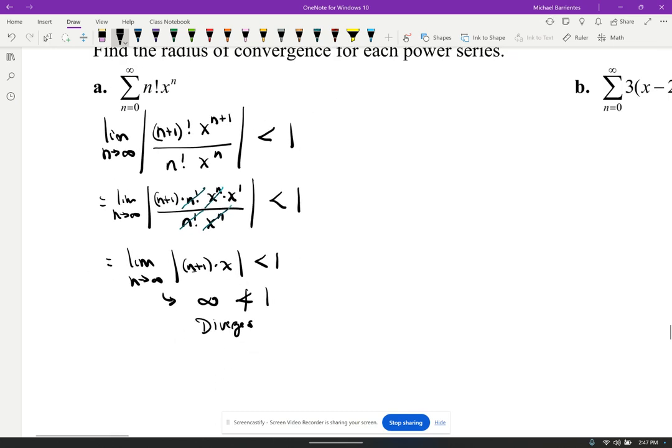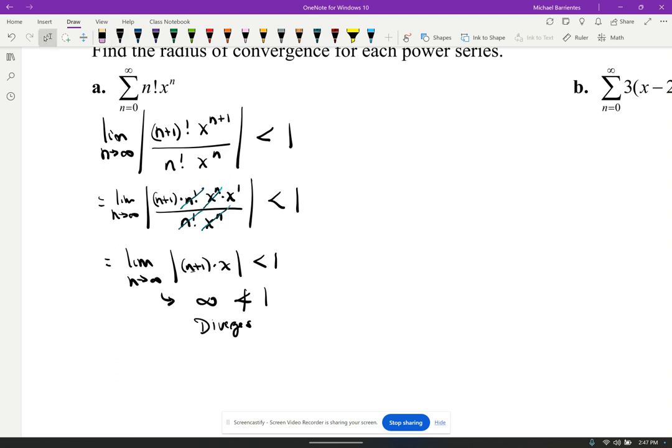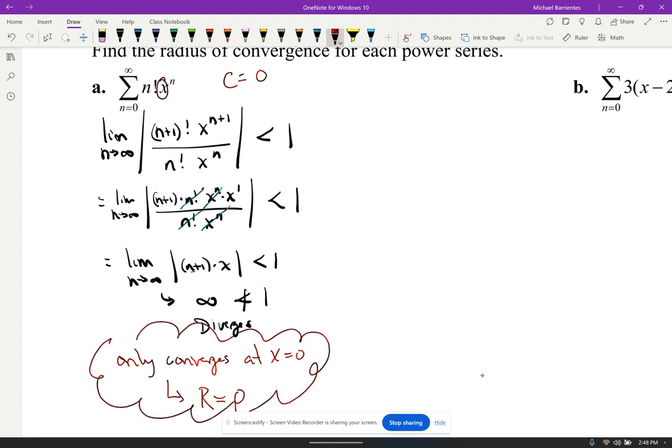And if it diverges, that means the only place, because we said that a power series will always converge at the center. Well, what is the center of this? The center of this is 0. So the only place it converges is at x equals 0. So we're going to say that the radius is 0 because it doesn't stretch out from that center. I'll say x equals 0, but it's really a c value because it's the center. But yes, this is one of those cases where there's only a single point convergence for this power series.